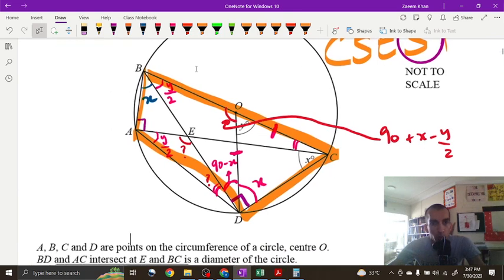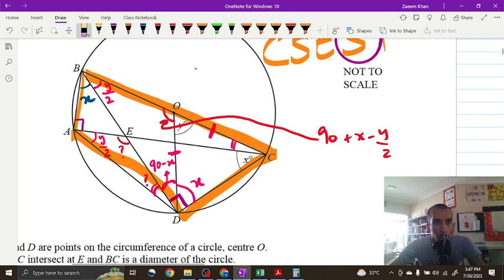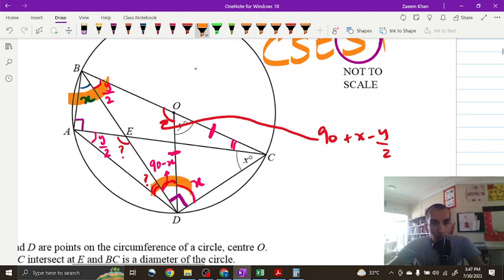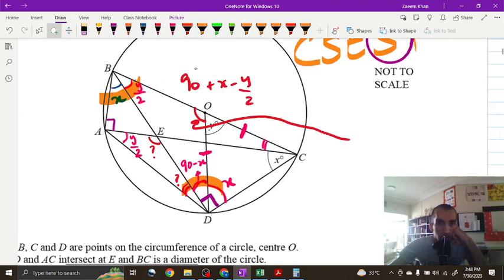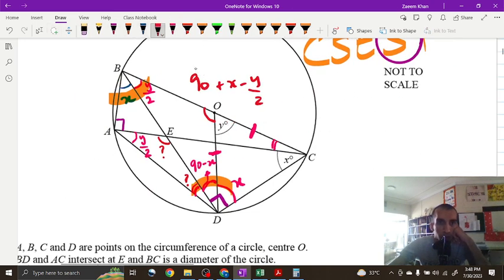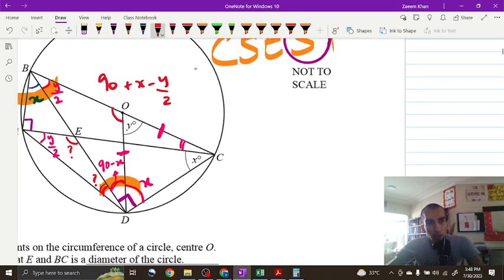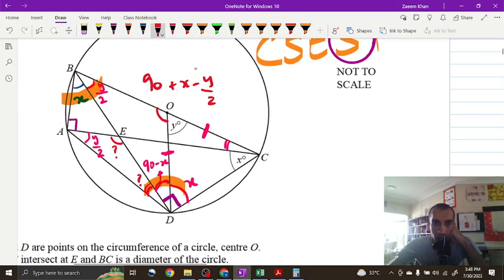Let's try that. So you're saying this entire angle is supplementary to this entire angle. So let me move this away, and I'm gonna mention the equation. What would the equation look like? Angle B plus angle D is equals to 180. How much is angle B?